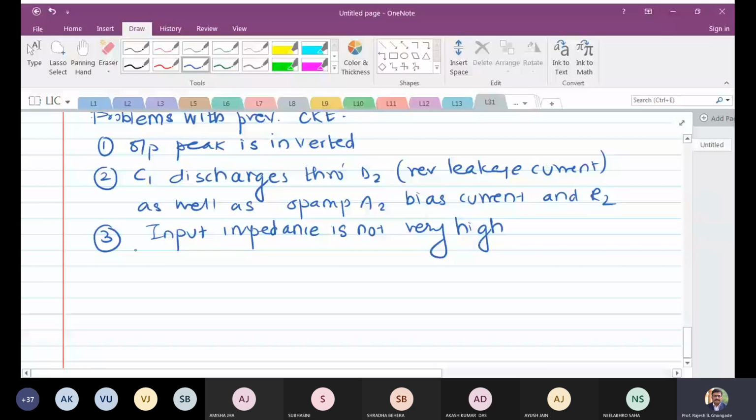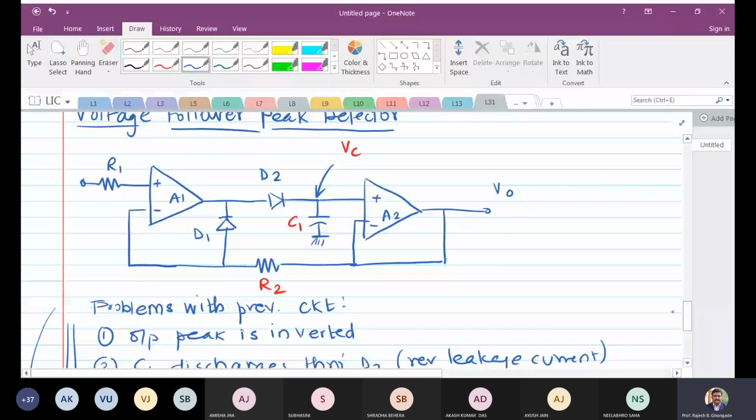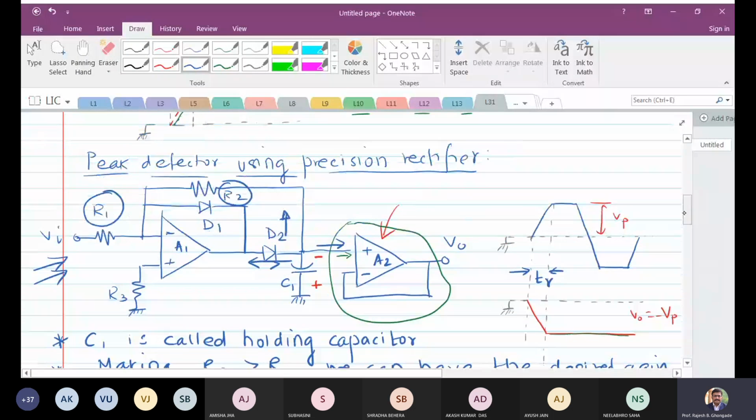And so we may not really have the correct peak value, or we may have an error in the peak value. In this circuit, however, many of the problems can be addressed. So how can it be addressed? As you can see clearly, this capacitor C1 can discharge only through D2 and the bias current. So we have eliminated one path for unwanted discharge, and that is this path.